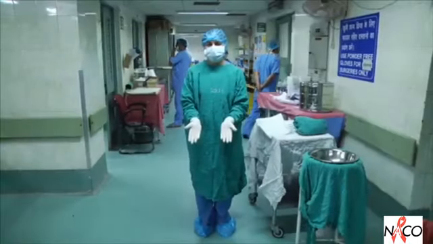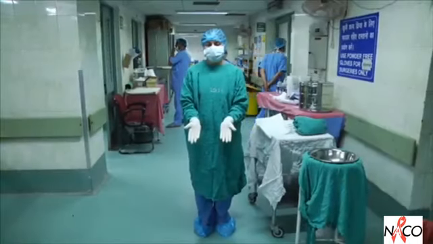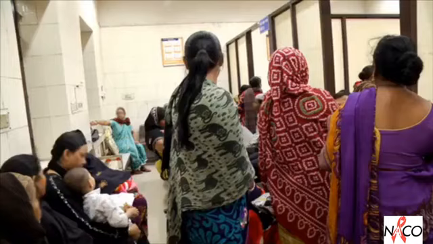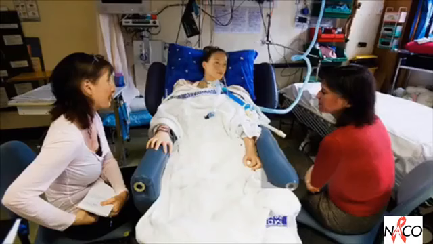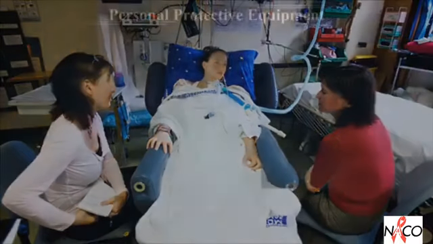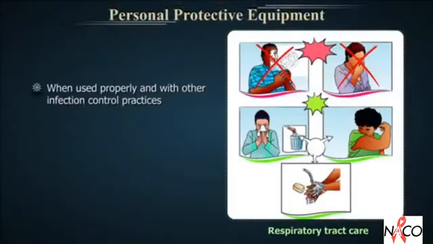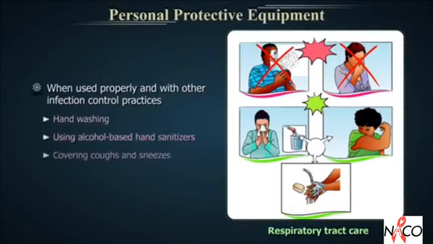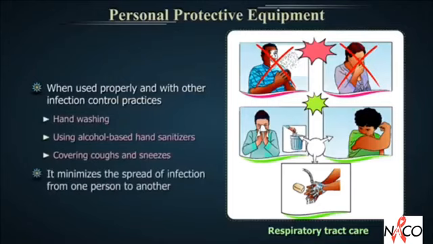Personal protective equipment may also protect patients who are at high risk for contracting infections through a surgical procedure or who have a medical condition, for example, immunodeficiency, from being exposed to substances or potentially infectious material brought in by visitors and healthcare workers. When used properly and with other infection control practices such as hand washing, using alcohol-based hand sanitizers, and covering coughs and sneezes, it minimizes the spread of infection from one person to another.